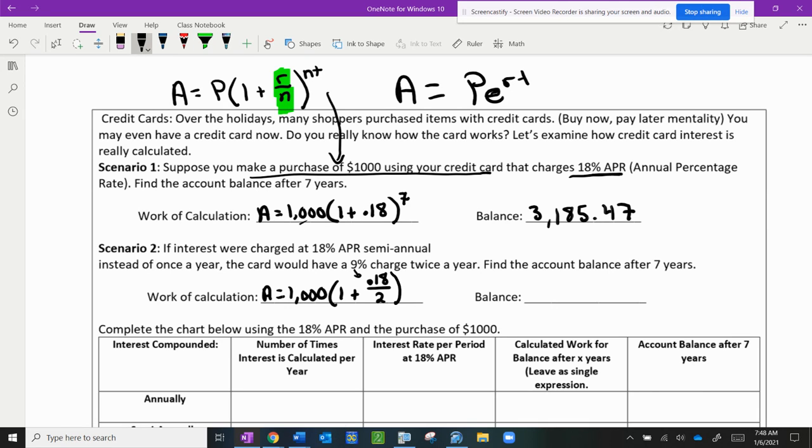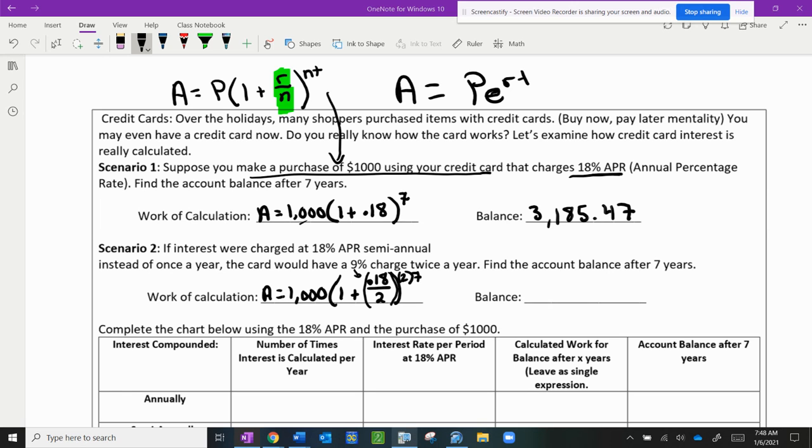And then I'm going to raise that. Well, this is going to happen for 7 years. Well, every year I'm doing it twice. So it's going to actually end up being 14 times. And so what I'm going to do is plug this into my calculator.